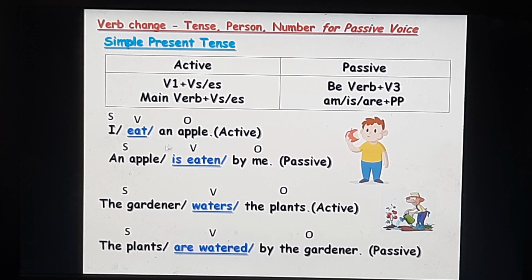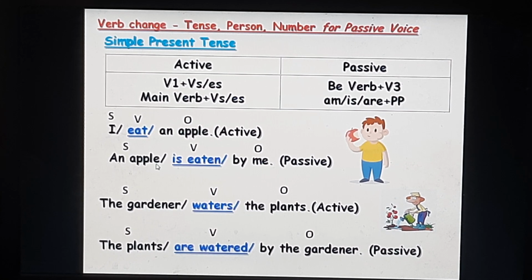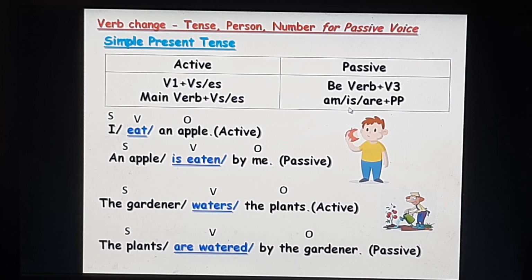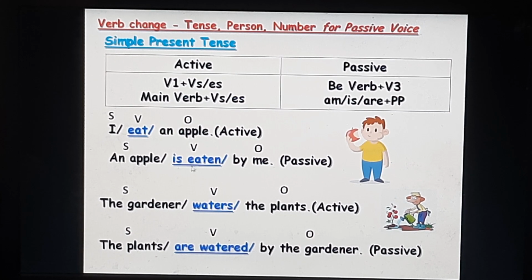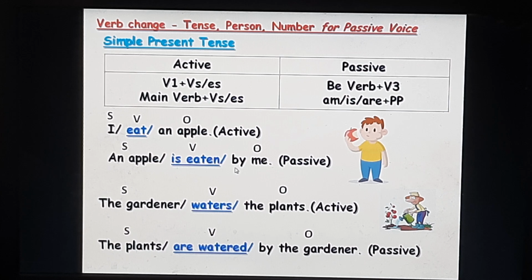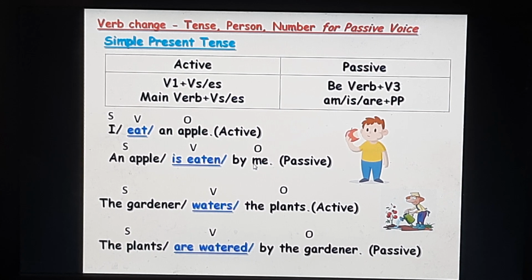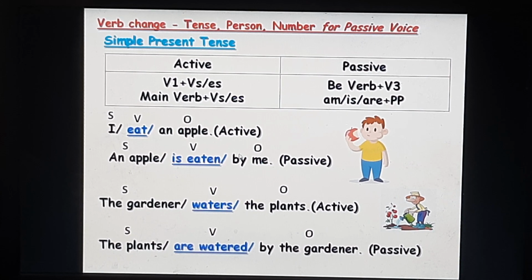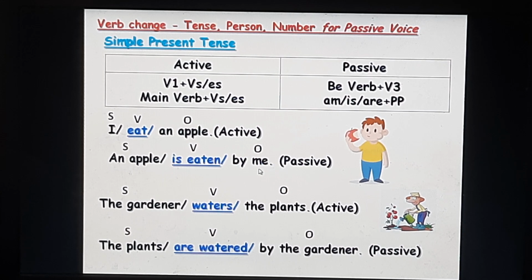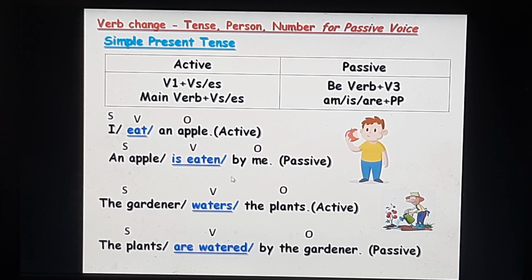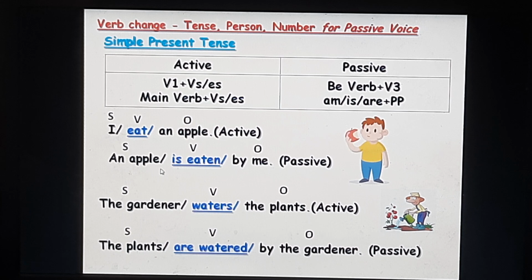So we bring the object here, an apple. Now you must remember this is third person singular. So for third person singular we'll be using is, the auxiliary verb, plus the past participle form of eat, which is eaten. Then we introduce the preposition by, and then we change the subjective pronoun into an objective pronoun, which is me. So your passive form is: an apple is eaten by me.